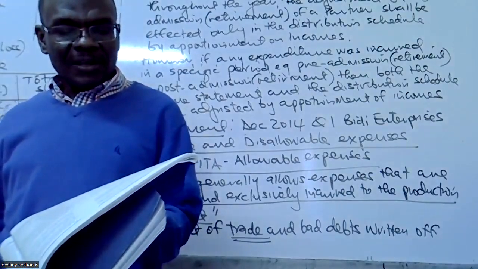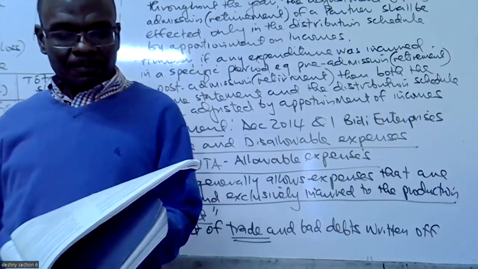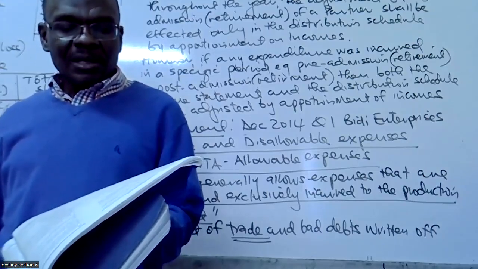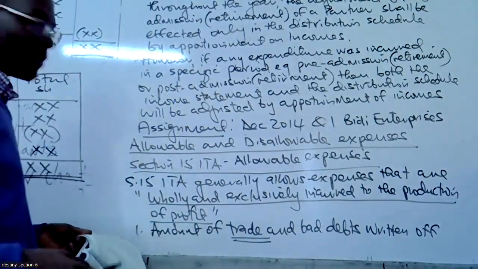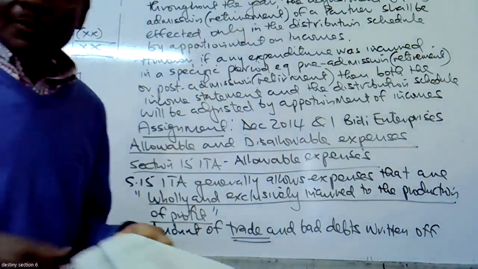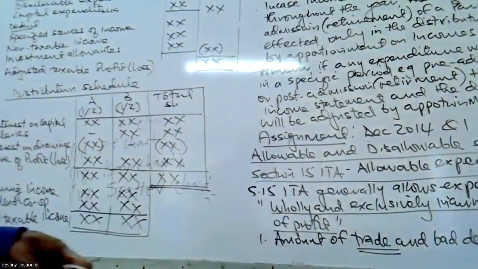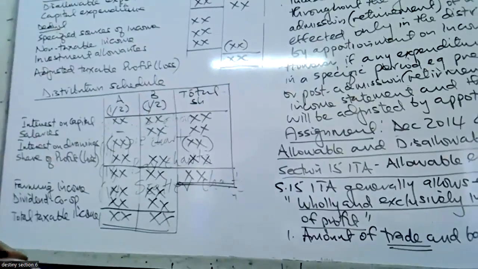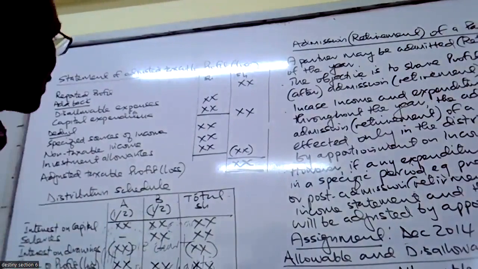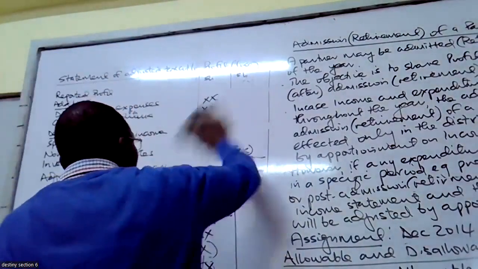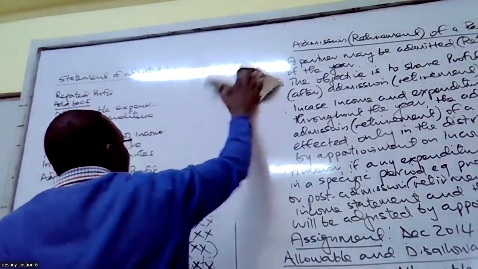Then this should be number 10. Number 10, diminution. The word diminution refers to loss in value. So there is diminution or loss in value of loose tools. So we have diminution or loss in value of loose tools and implements.